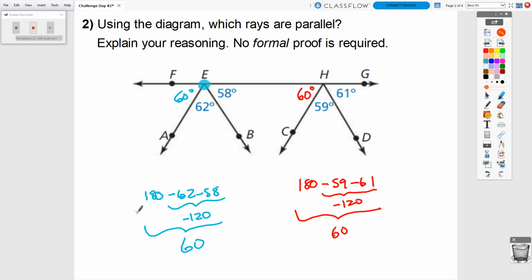So now I need to be on the lookout for maybe some angles that could be really good to work with together that might present some parallel lines. So let me clear off this little work here.